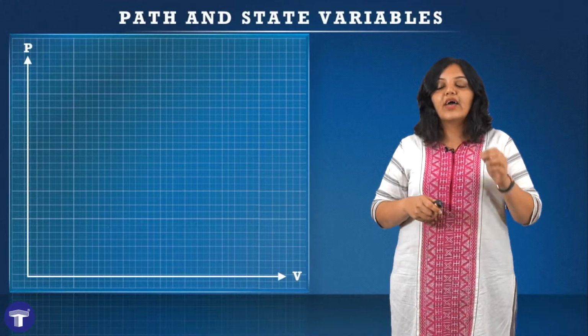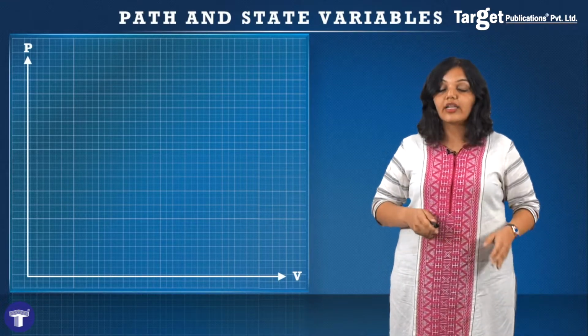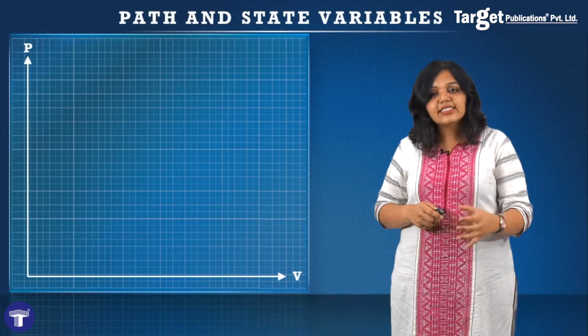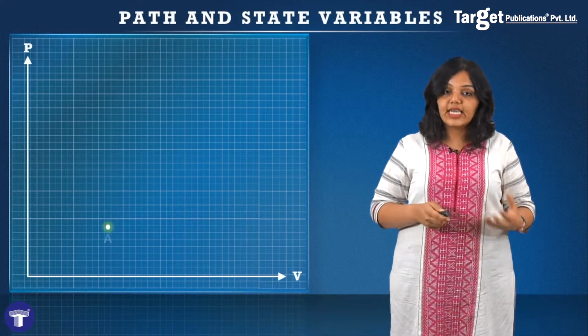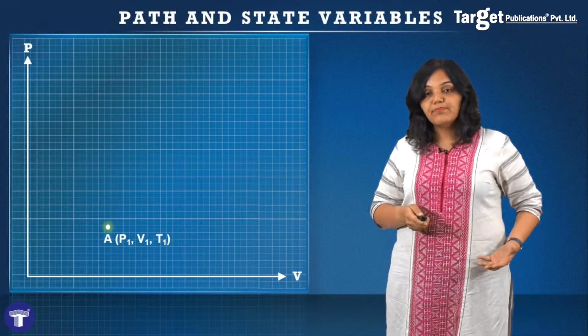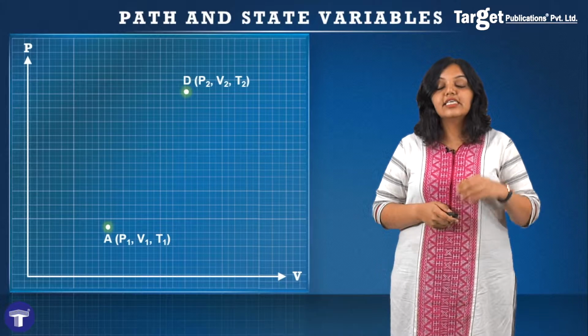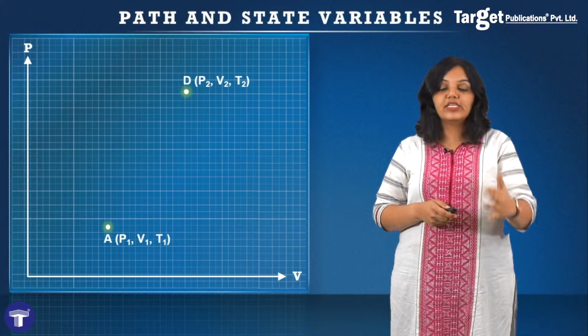So now let's see if we have really understood what kind of variables the internal energy, work and heat are. Let me give you an example. Let's say that I am taking a system from a point A where it had some set of values P1, V1 and T1 to a different state of the system, that is at point D on the PV graph, that is, it is having a value P2, V2 and T2.